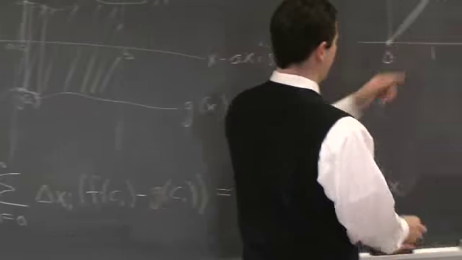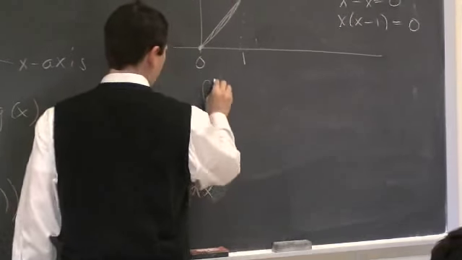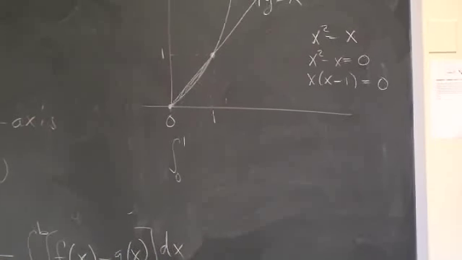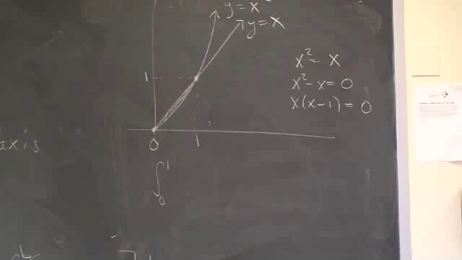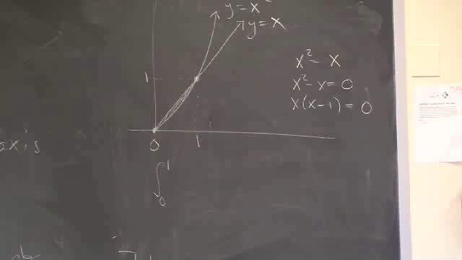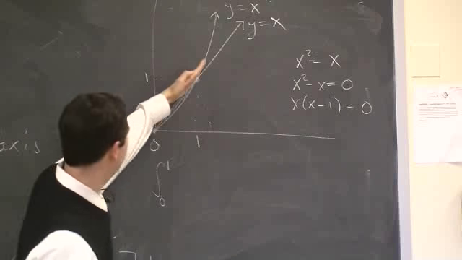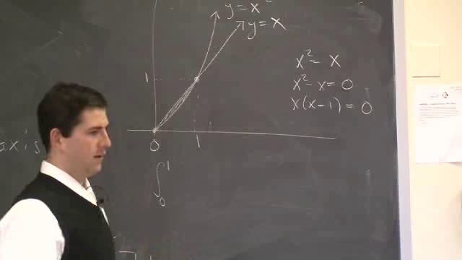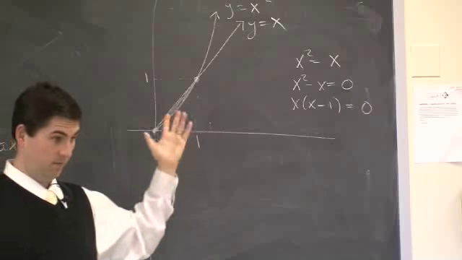Okay, so if we want to know this area, I need to integrate from 0 to 1. And now I need to put the top function minus the bottom function. So what's the top function? It's x, so that one goes on top. Now I drew it that way, so you know that.